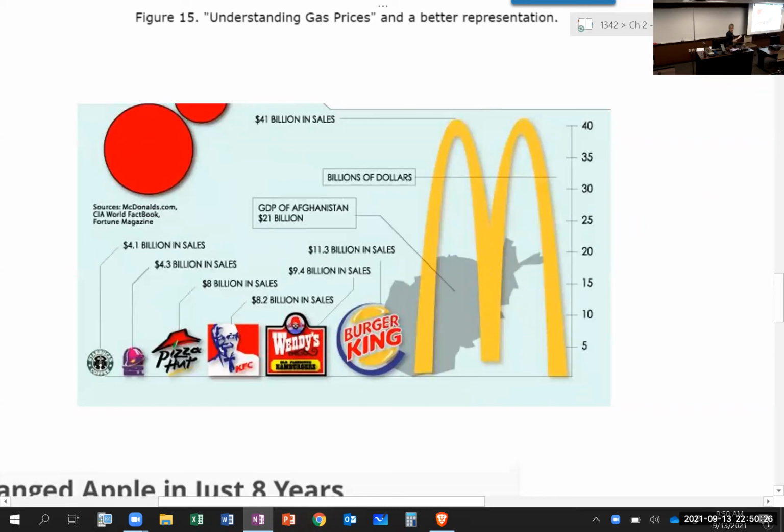Here's another one here. There's another idea about pictorial graphs, where we let pictures or symbols represent our graph instead of straight-on bar graphs, okay?